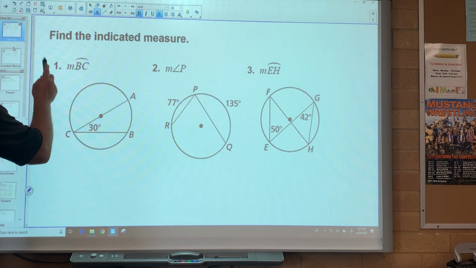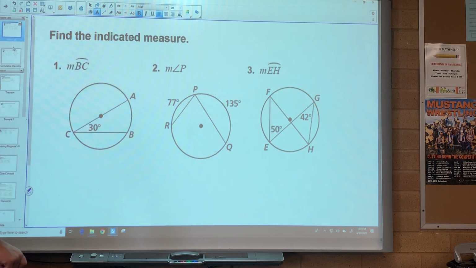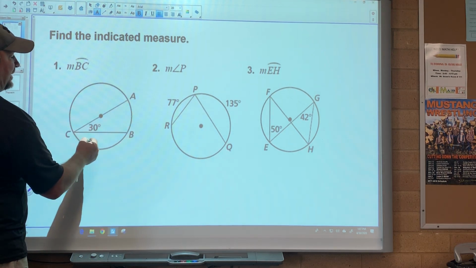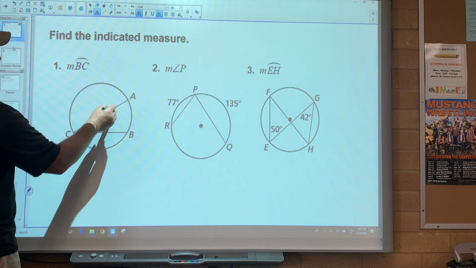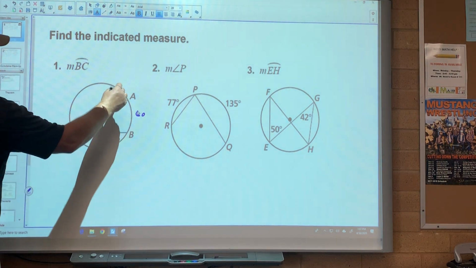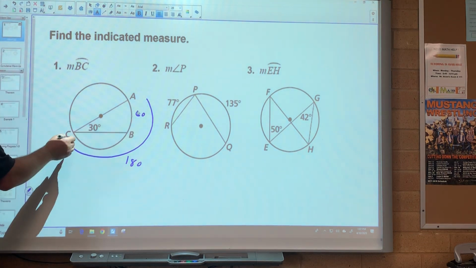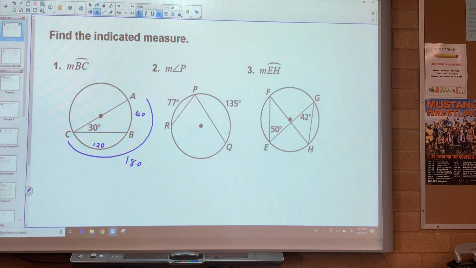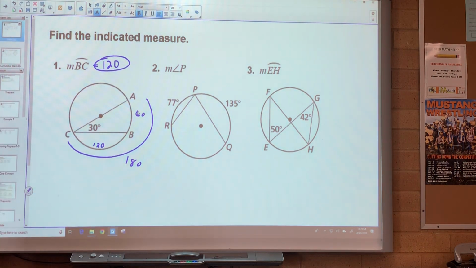So if we're going to find the measure of arc B to C, this one, we've got to be able to find the arc of A to B first, and then we'll have to subtract it from 180 because this is a chord, a diameter. So if this is 30, we know that the arc it creates, and it's inscribed, has to be double, so that's 60. Well, the total is 180. So this one has to be 120, because if they add up, they have to be a total of 180.